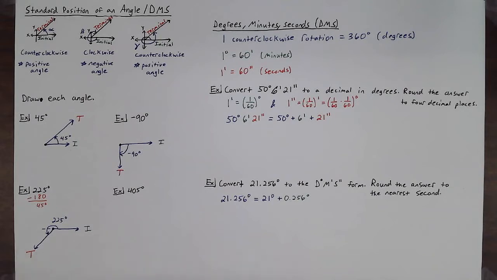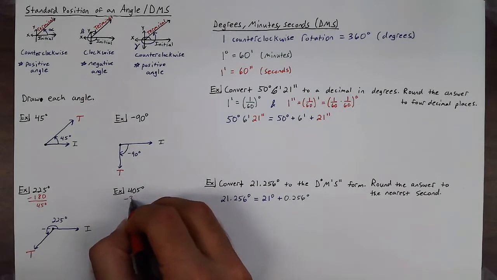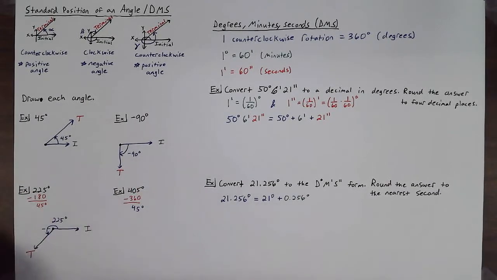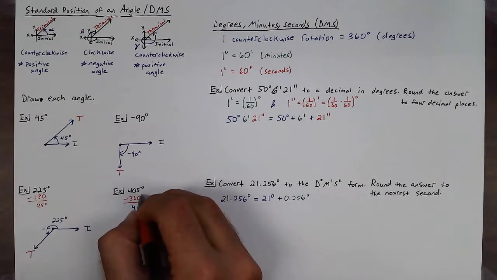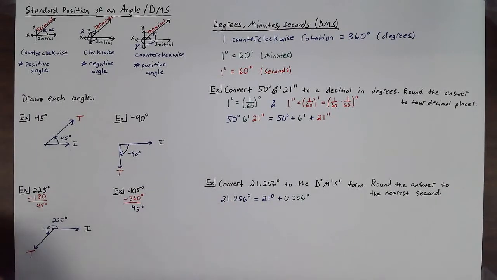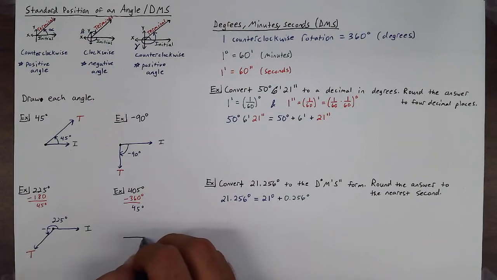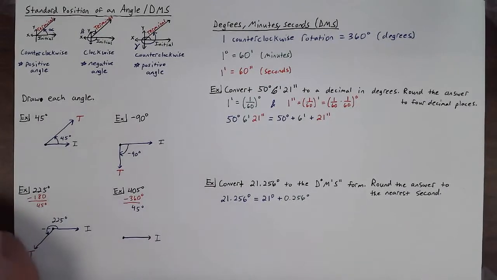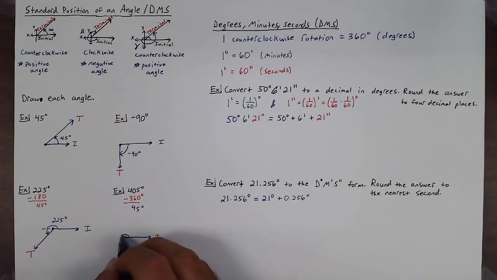Now for 405 degrees, that's more than a full rotation, which is 360 degrees. So if I were to subtract 360 from 405, I would end up with 45 degrees. So that helps because now I can start with my initial side. And then I'm going to do a full rotation, and then I'll end up 45 degrees up after a full rotation.